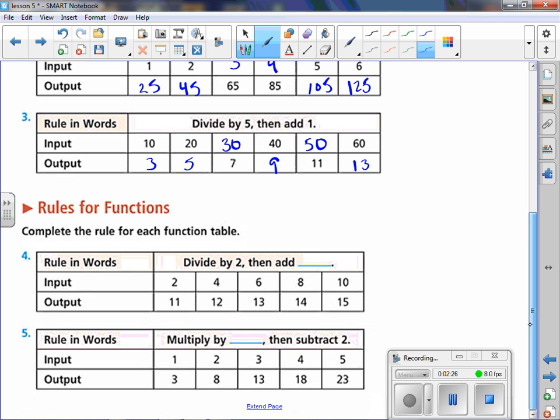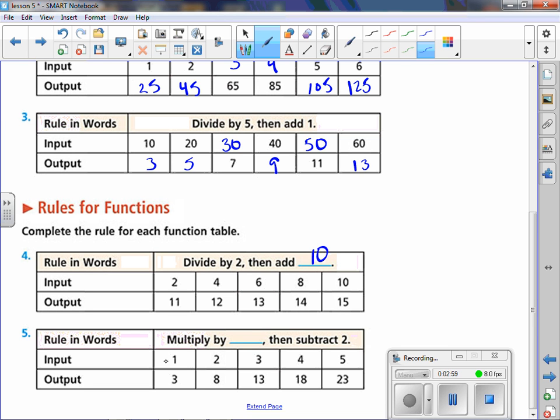All right, moving on. We're going to complete the rule this time. So how do I get 2 divided by 2, then add what? Well, gosh, how do I get close to 10? 2 divided by, gosh, if I divide it by 2, 2 divided by 2 is 1. How do I get 10? I have to add 10. Okay, so add 10 is my first thought. Let's try that on some of these others. 8 divided by 2 is 4. Add 10 is 14. That seems to hold true.